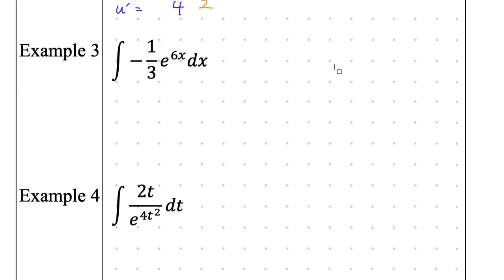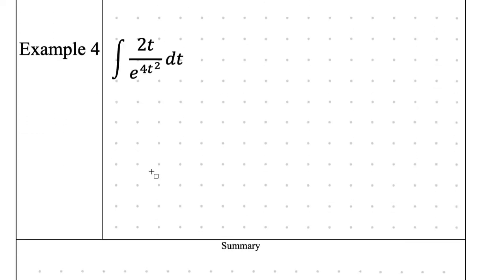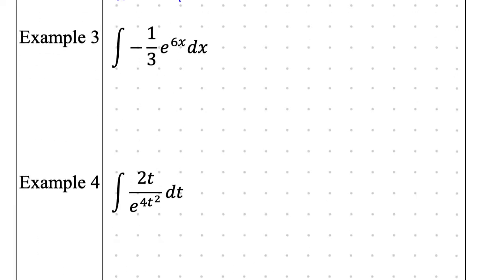You guys should be able to try example 3. I don't think it looks too difficult. Example 4 does look difficult, we'll do that one together. Pause the video now and do example 3, please, and then unpause the video.